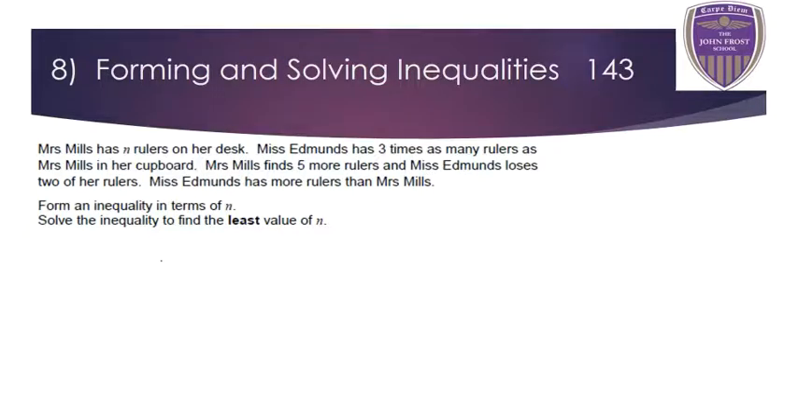Right, to form and solve an inequality, you need to interpret the information and then set it out in the correct way. So first of all, then Mrs. Mills has got n rulers. So we're going to split this up into Mrs. Mills and Miss Edmonds. So first of all, Miss Mills has got n rulers. Miss Edmonds has got 3 times as many rulers, so she has 3n. Now Mrs. Mills finds 5 more, so she's going to add 5 to hers. And Miss Edmonds loses 2 of her rulers, so we're going to take 2 off.